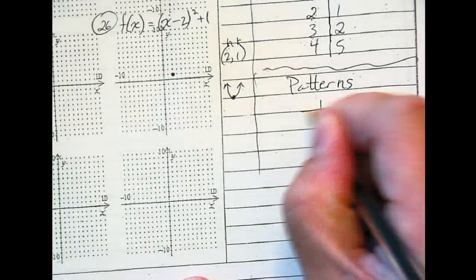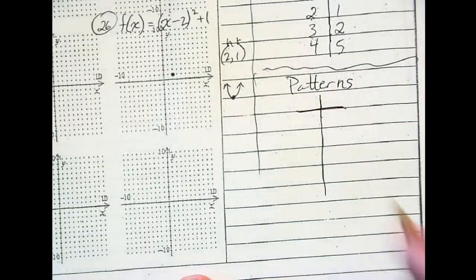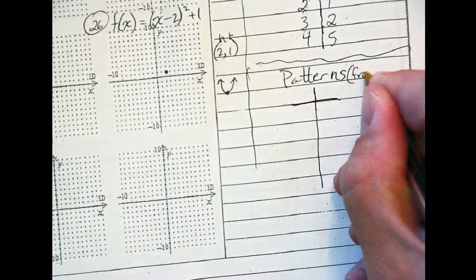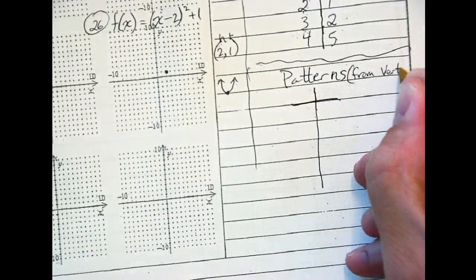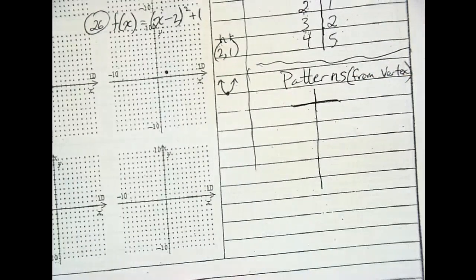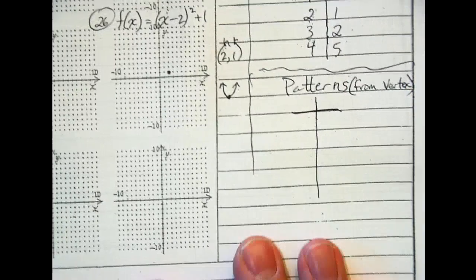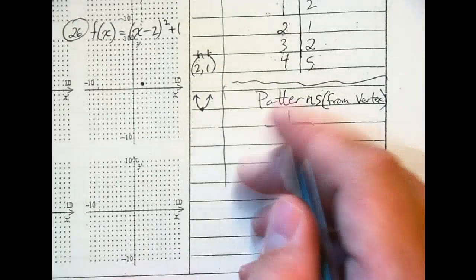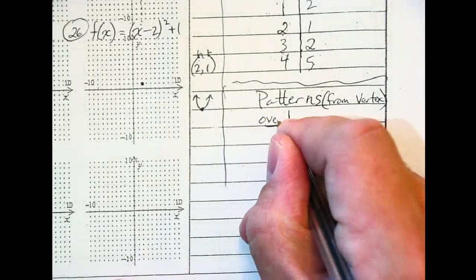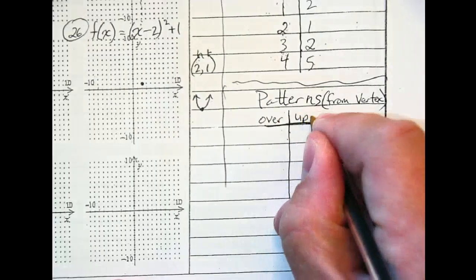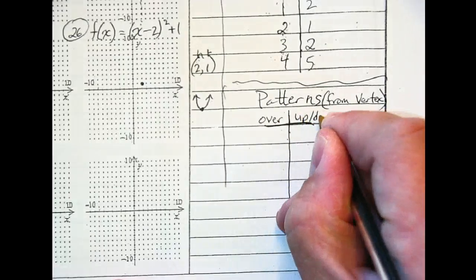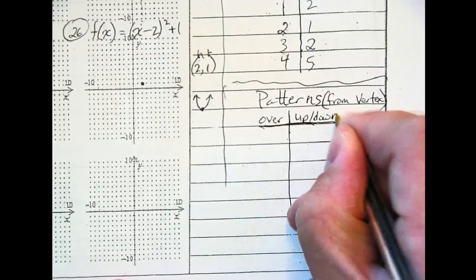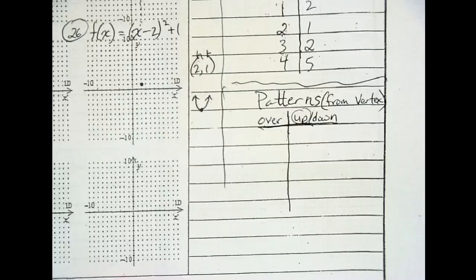But on a pattern, really what you're doing is you are going from your vertex. Okay, from the vertex. Every time from the vertex. You are going over and up or down, depending upon if your parabola opens up or down. In this case, it's going to be up because our parabola opens up. You are going over and up.